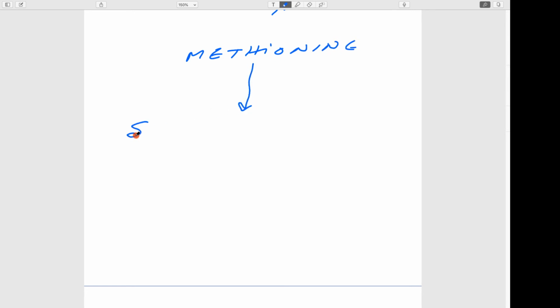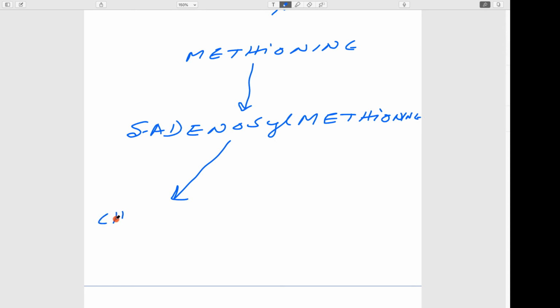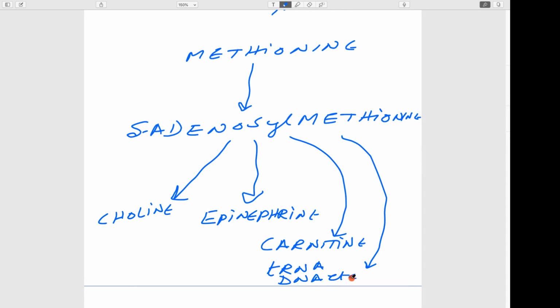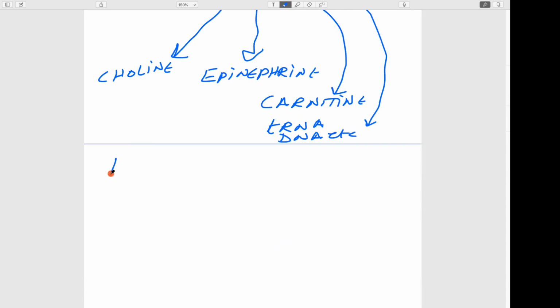The methionine leads to formation of S-adenosyl methionine, another active form. This can donate methyl groups, leading to formation of choline, and formation of epinephrine from norepinephrine, and formation of carnitine. Then there is transfer of methyl groups to transfer RNA and also DNA, etc.